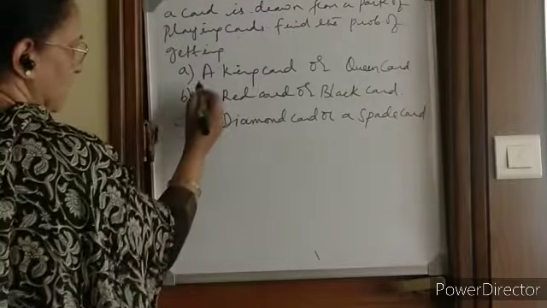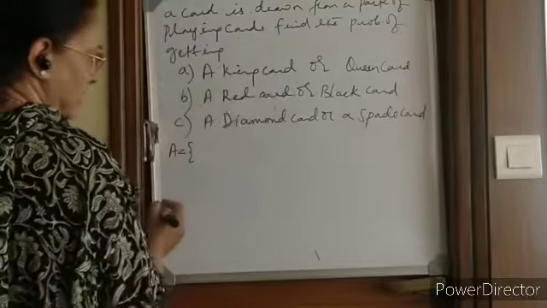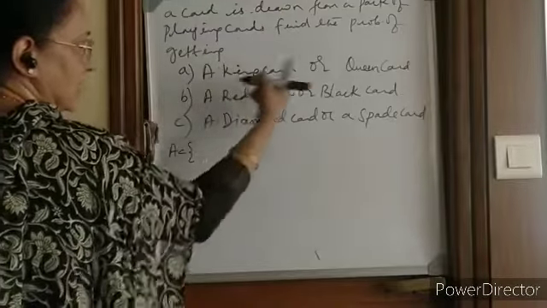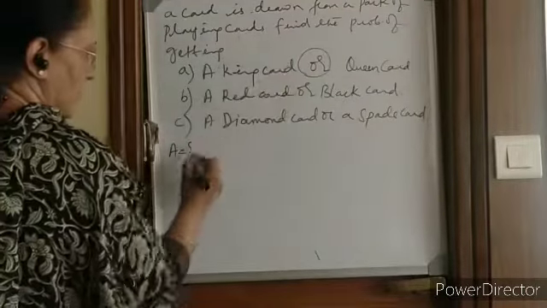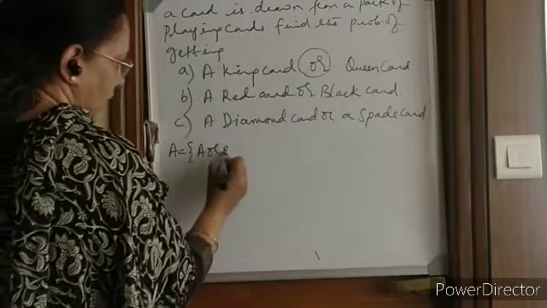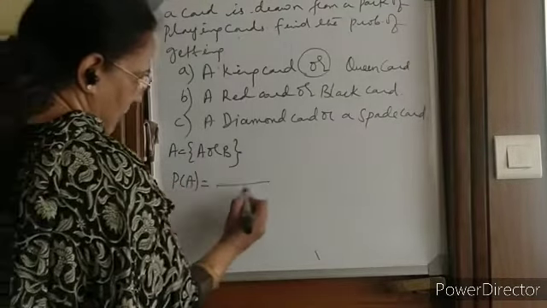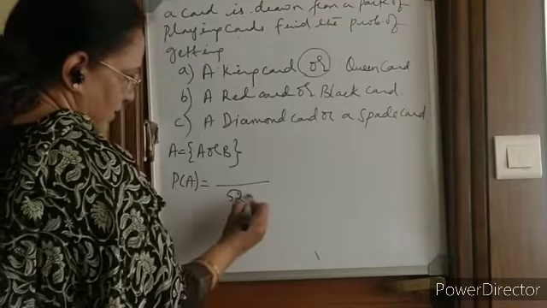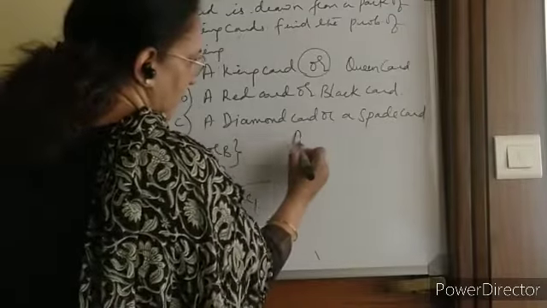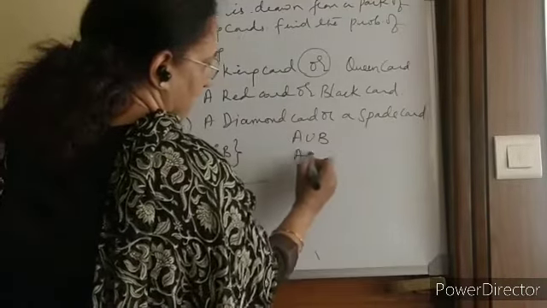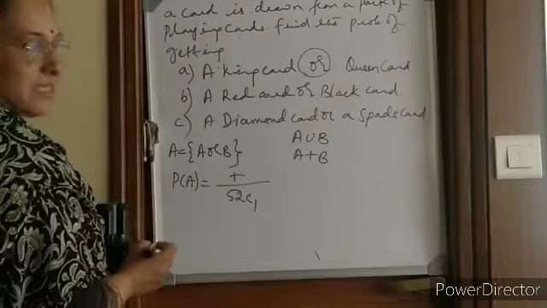Now coming to the first part. So first one, A. Now this card has to be a king or it has to be queen. So if you take this as A, this as B. So A or B. So what you have to do is, probability of A will become now, here this will remain the same. So 52C1, there is no change here. But when you are having R, it means it is A union B, or it means it is A plus B. So whenever you have R, you will just put one plus sign.